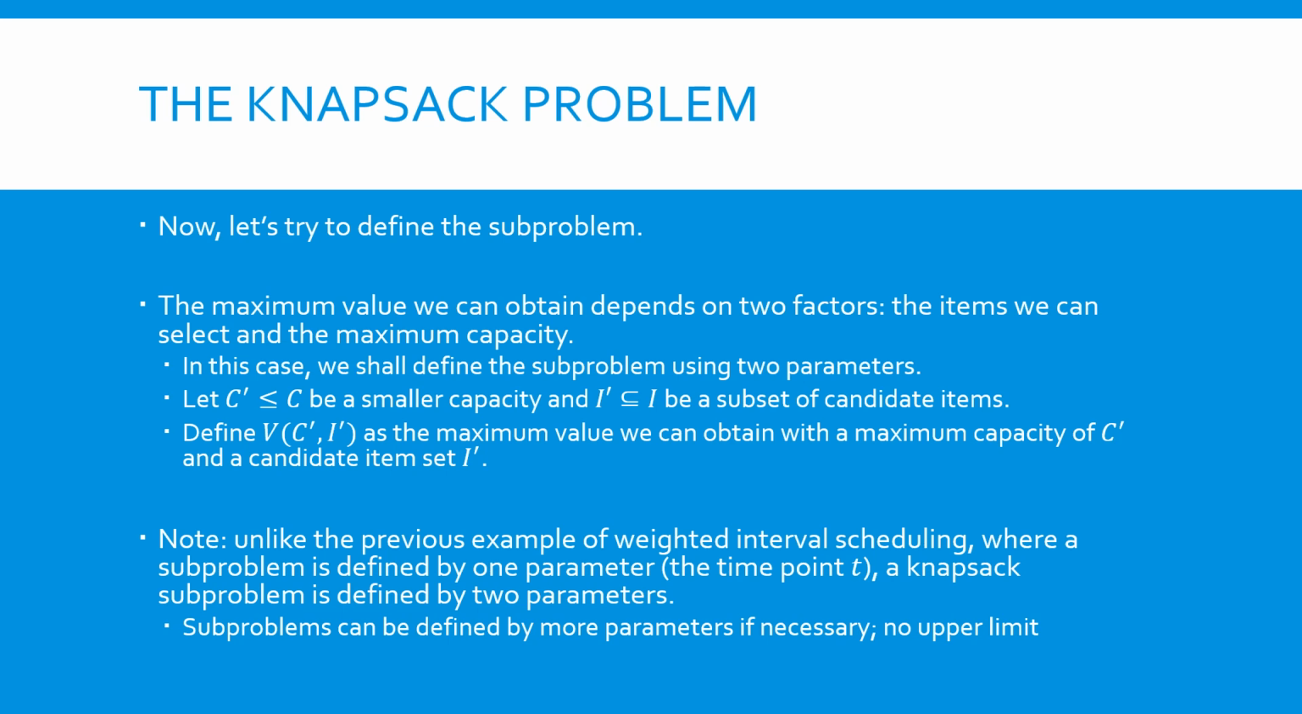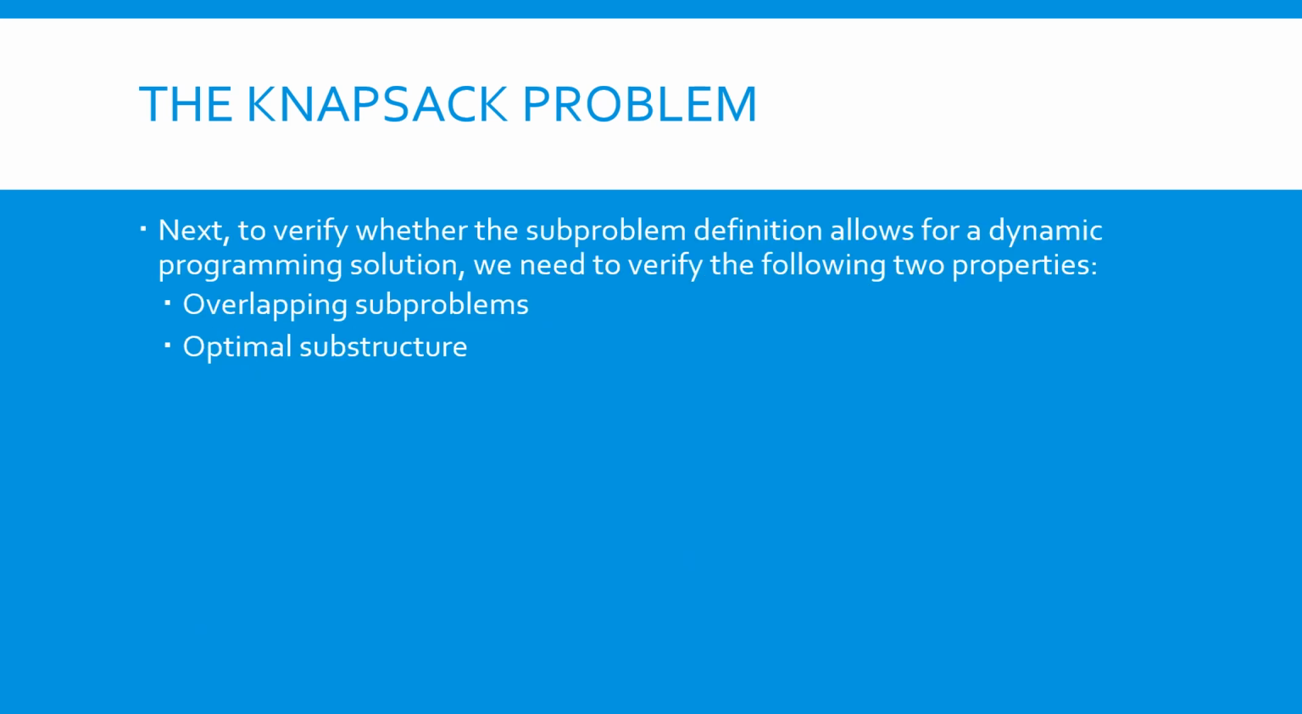Know that, unlike the weighted interval scheduling problem, which is defined using a single parameter, the knapsack problem is defined by two parameters. In fact, there is no restriction on the number of parameters you can use to define a subproblem. You can use as many as needed. With the subproblem definition, we now need to check whether the problem can be solved using dynamic programming. In other words, we need to verify two key properties: the overlapping subproblems and the optimal substructure.